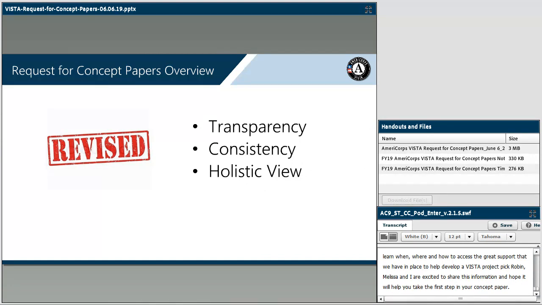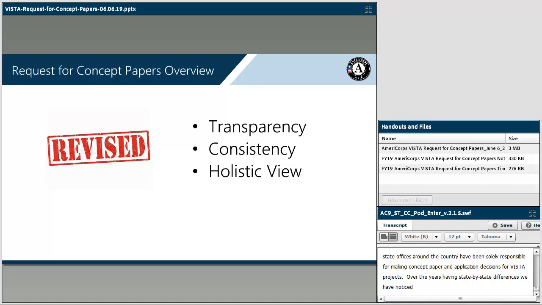So just a note about the process for the concept papers. Over the last 25 years or so, our colleagues in the corporation's state offices around the country have been solely responsible for making concept paper and application decisions for VISTA projects. We found over the years that having state-by-state differences, which is natural in any large national organization, in a way has been confusing and may have led to a few inconsistencies or lack of transparency for some of our colleagues.